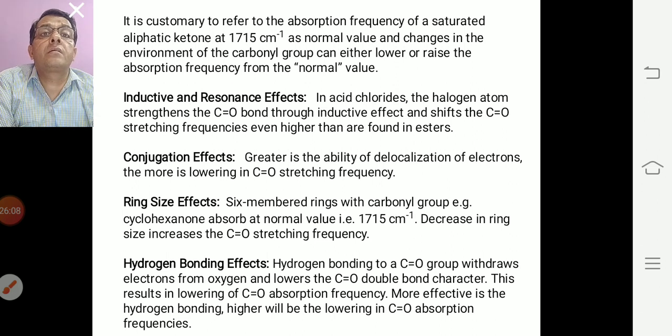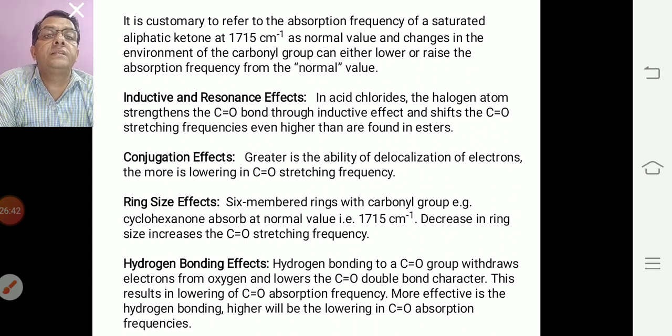Second one is conjugation effects. The greater the ability of delocalization of electrons, the more the lowering in C double bond O stretching frequency. And next, ring size effects. A 6-membered ring with a carbonyl group, for example cyclohexanone, absorbs at the normal value, that is 1715 per centimeter, but a decrease in ring size increases the CO stretching frequencies.